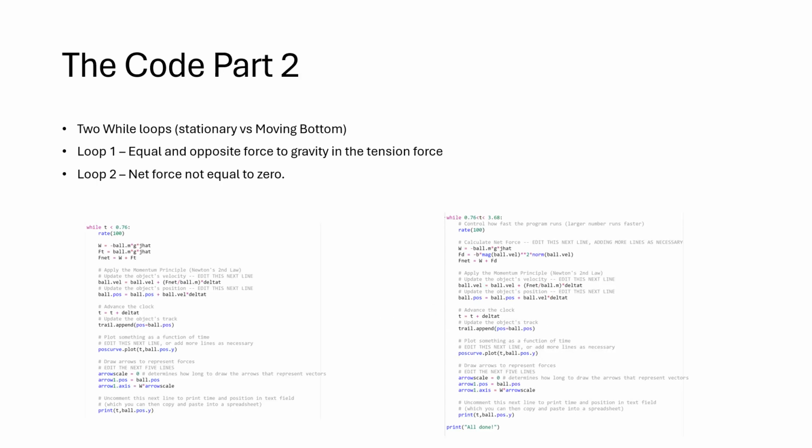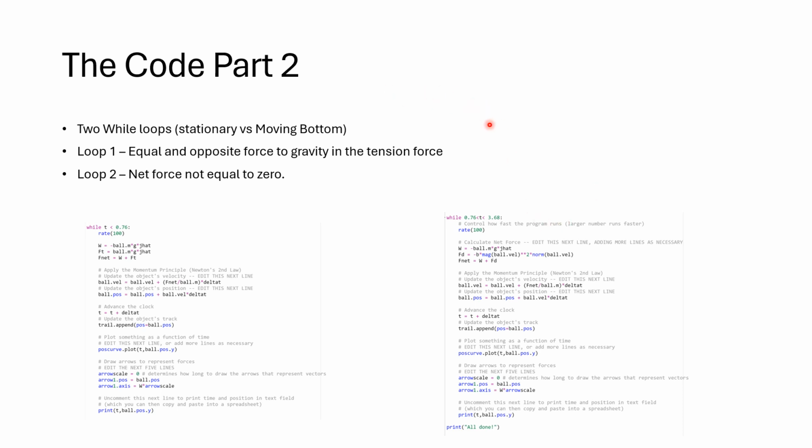Moving to the while loops inside the code, we actually are going to have two while loops in this. One exists for the time in which the bottom of the slinky is stationary, and then one for when the bottom of the slinky is moving. This is because we have different forces during these two time periods.